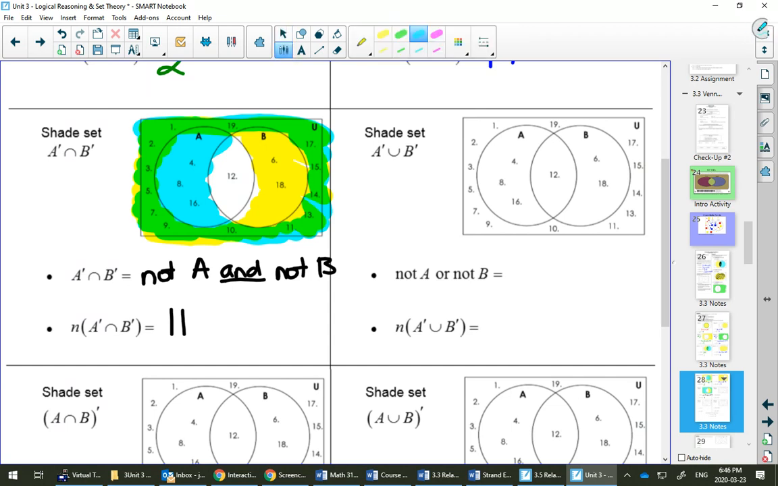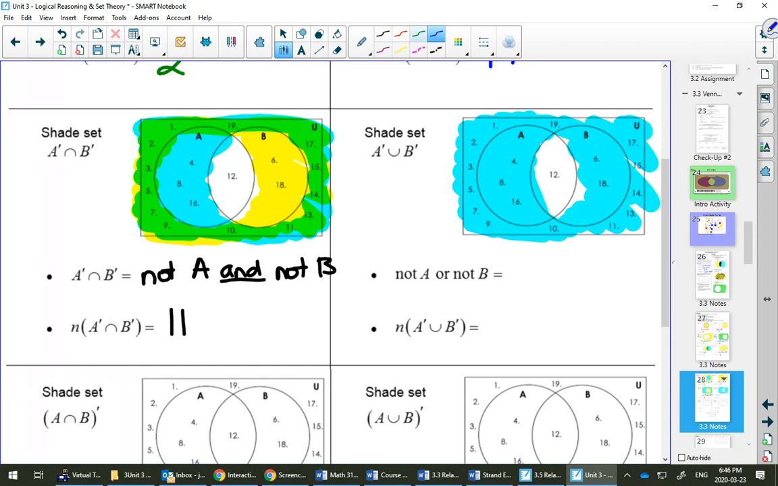If I want not A or not B, so not A would be all of this, again everything outside of A. Or not B, so shading everything that's not in B. In this case, the only part that's not shaded is the overlap. So not A or not B, the number of elements would be 18.